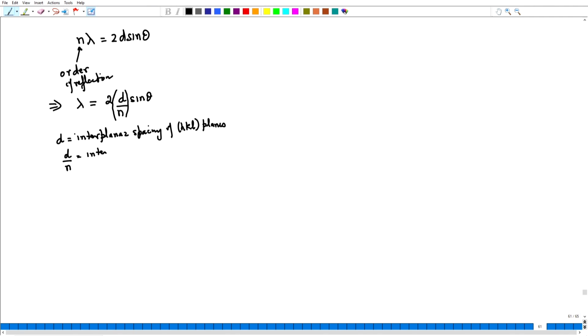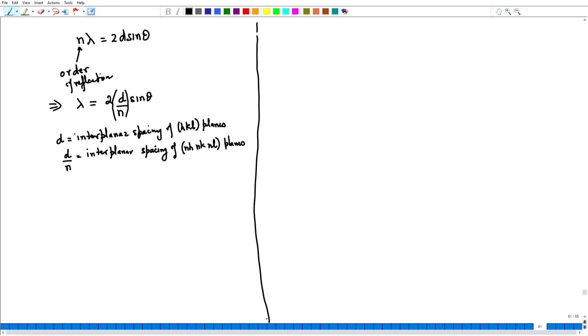the interplanar spacing of NH, NK, NL planes. You can go back to those early lectures to review it, that we had arrived at this conclusion.